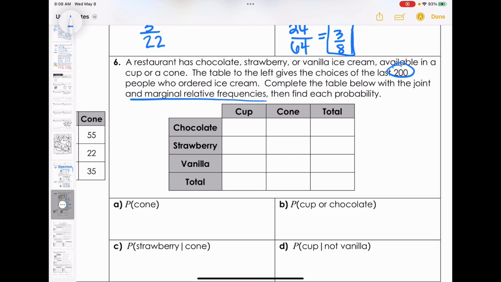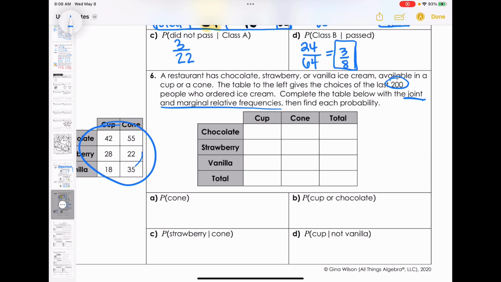So remember, when you're finding the relative frequencies, you take these numbers and you're going to divide them by the total. All right? So for chocolate, I have 42 divided by 200. That gives me 0.21. Then I have 55 divided by 200. That gives me 0.275. Then I'm going to add those decimals together, and I get 0.485.